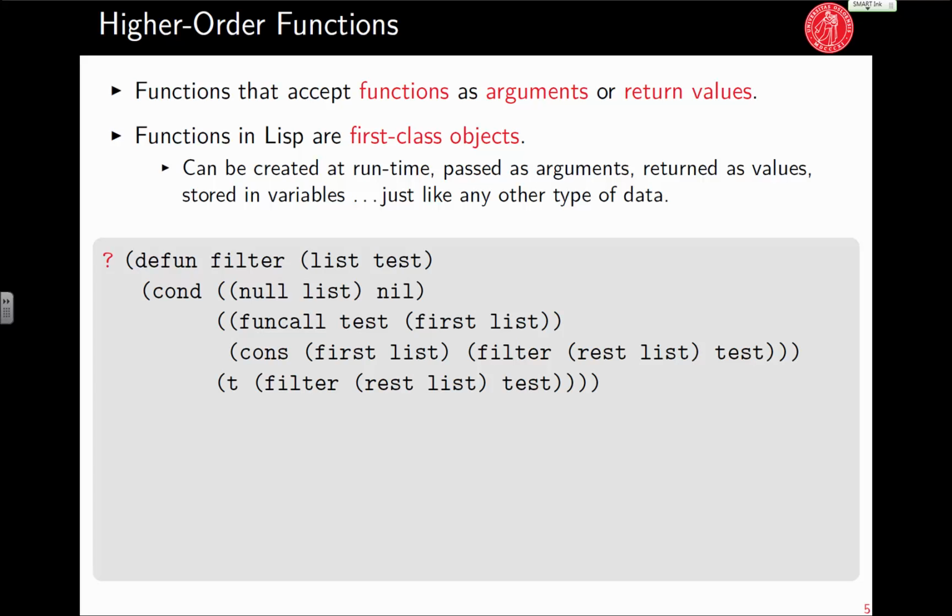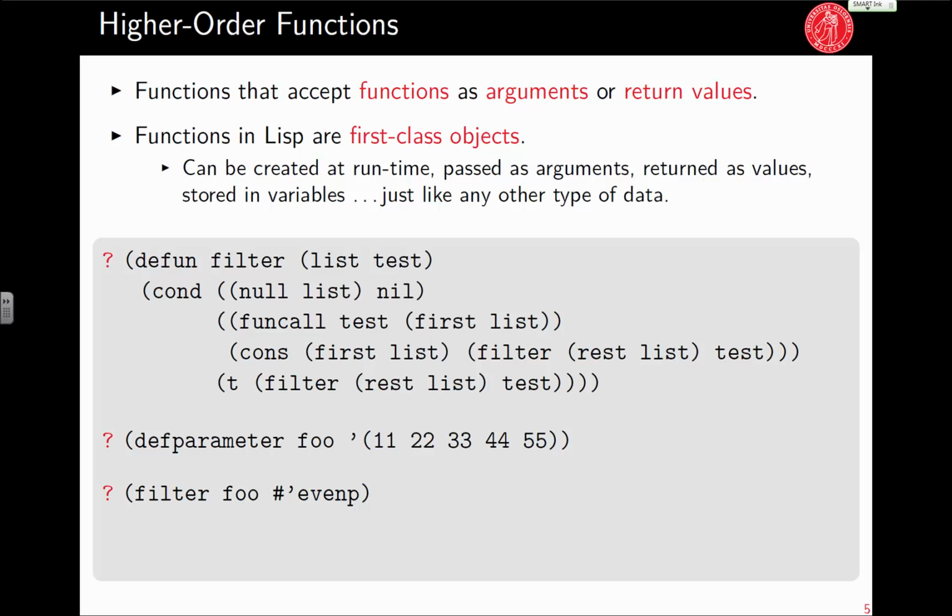For example, a classic in functional programming, a function that takes a sequence and a predicate, a test, and returns a sequence that only contains those elements from the original sequence that satisfy the predicate. So let's look at an invocation. I give myself a variable that contains a sequence of numbers, and then I filter that sequence using the predicate evenp. So that means I expect that the result will only contain those numbers that are even from the original sequence. How does that work?